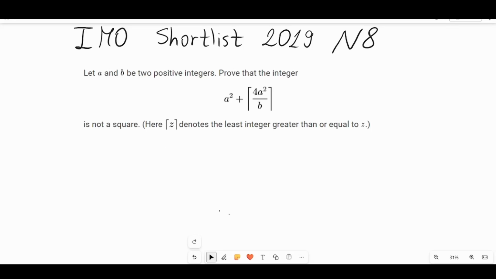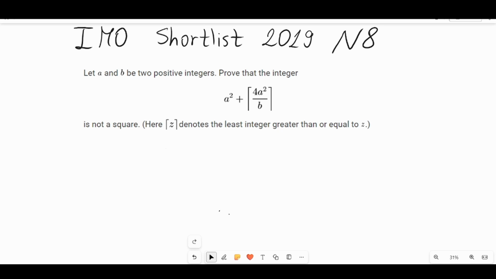Hello guys, today I will solve IMO Shortlist 2019 problem N8, which was the hardest one in the number theory section. In this problem we are given a and b, two positive integers, and we need to prove that a squared plus the ceiling of 4a squared over b will not be a perfect square for any a and b.